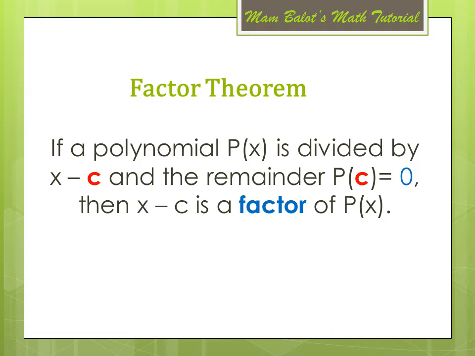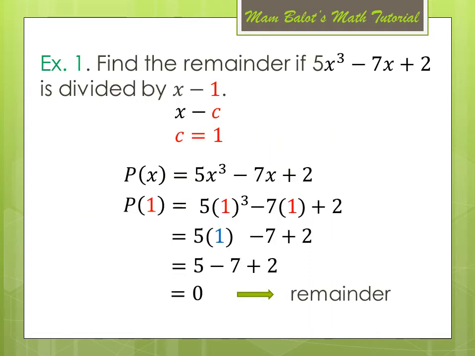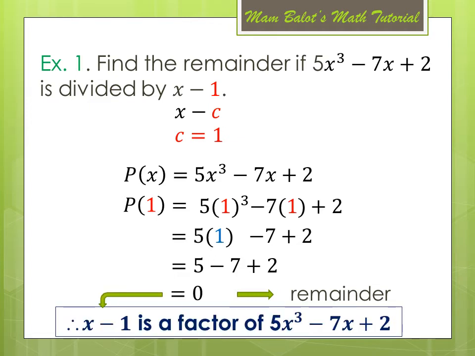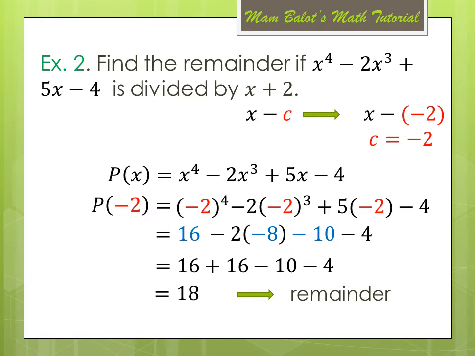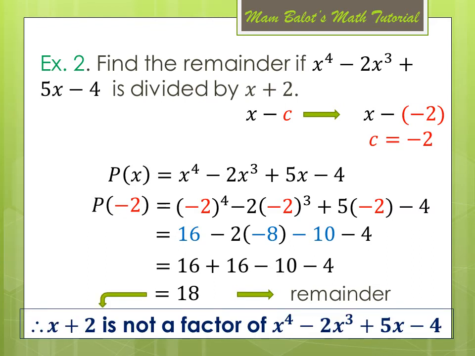So let's have an example. Going back to example 1, we had computed there that the remainder is 0. Therefore, x minus 1 is a factor of the p of x, which is 5x cubed minus 7x plus 2. And then if we go back to example 2, the remainder there is 18, which is not 0. So therefore, your x plus 2 is not a factor of your p of x, which is x to the fourth minus 2x cubed plus 5x minus 4.